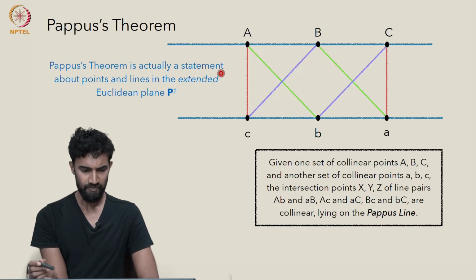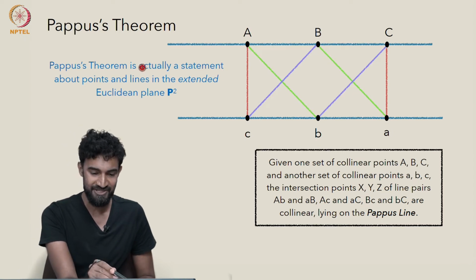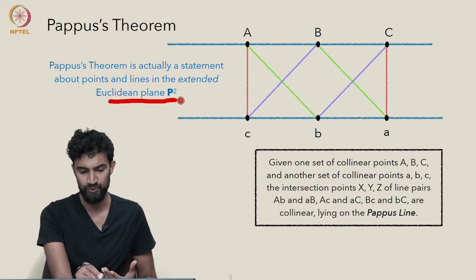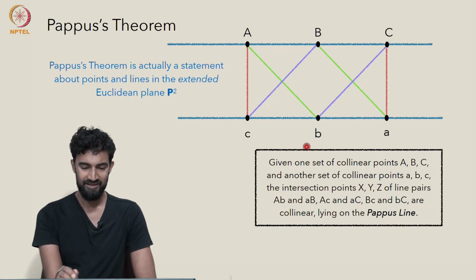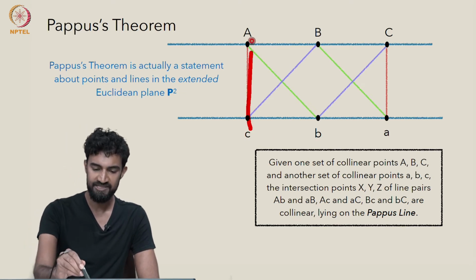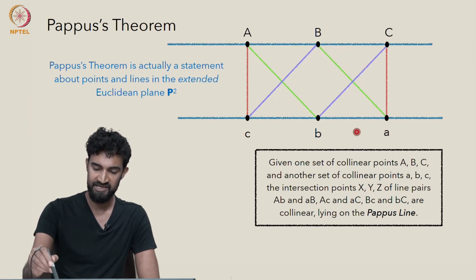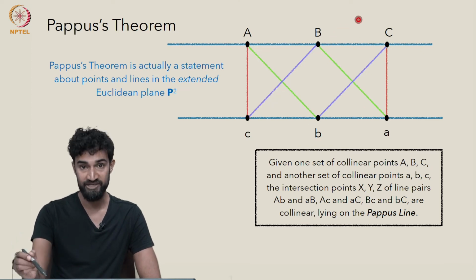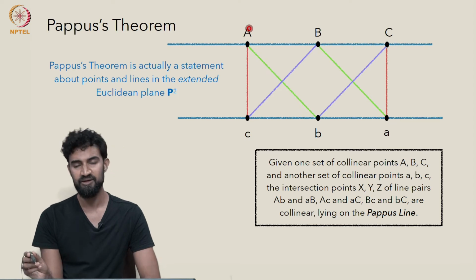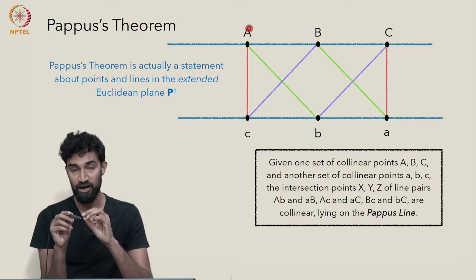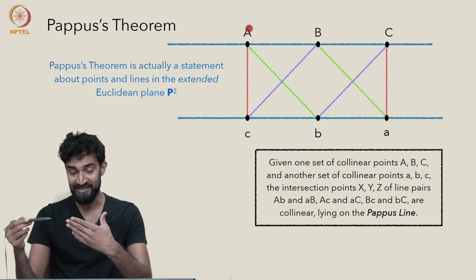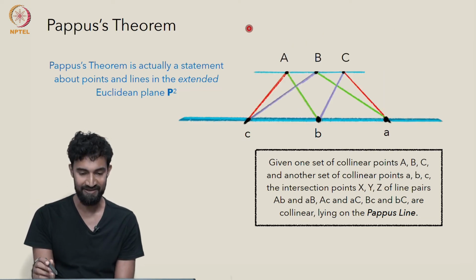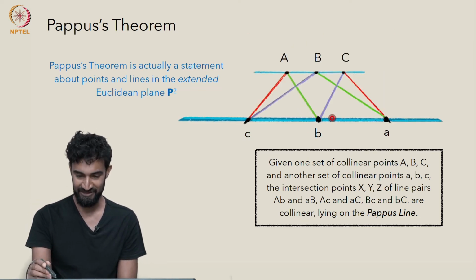So it's important to remember here that Pappus's theorem is actually a statement about points and lines in the extended Euclidean plane P2. So in fact, little ab and little ba do intersect, but at a point at infinity. These guys also intersect at a point at infinity, and so does this third pair. So all three points of intersection are points at infinity lying on the line at infinity. So it does still hold, but in this case, the Pappus line, well, let's actually see it.